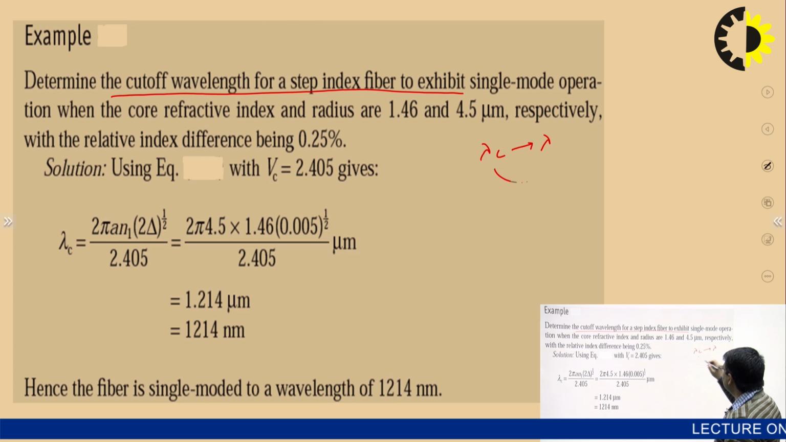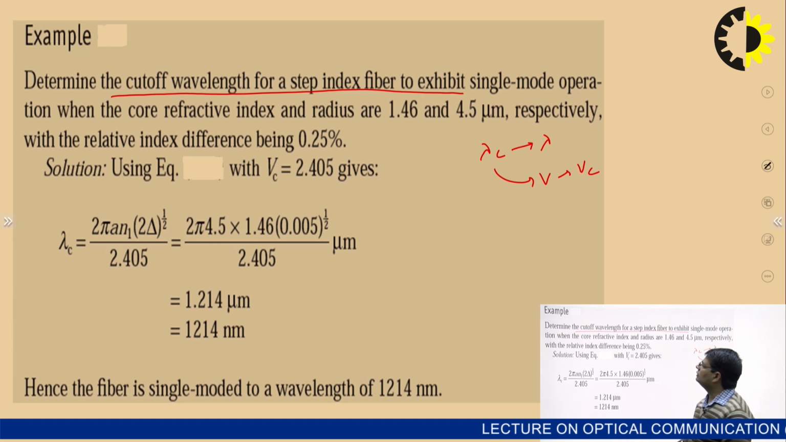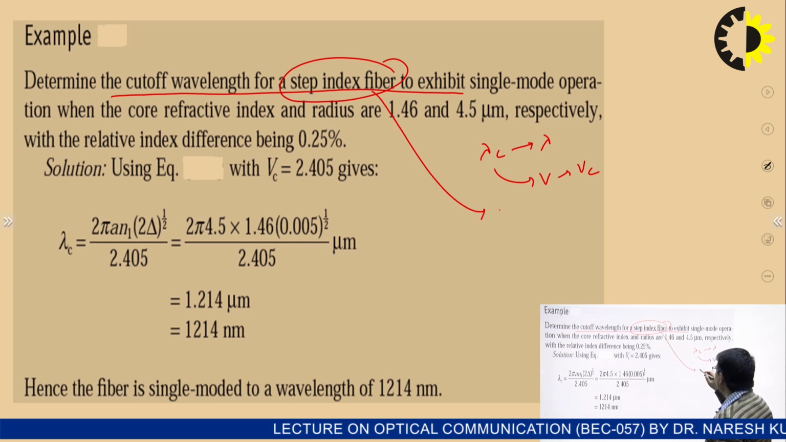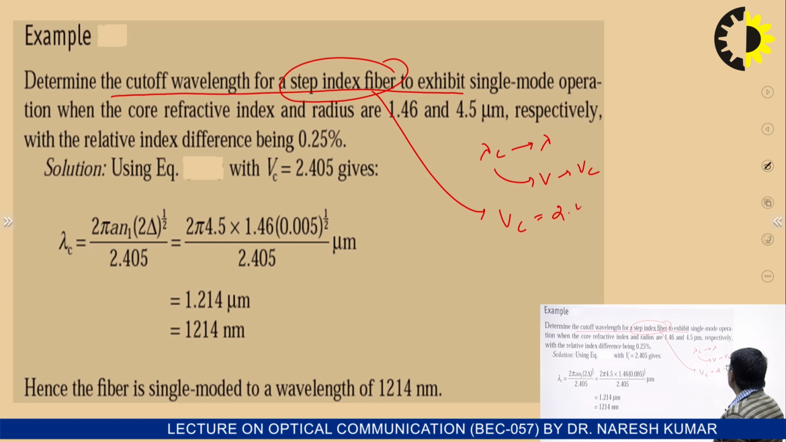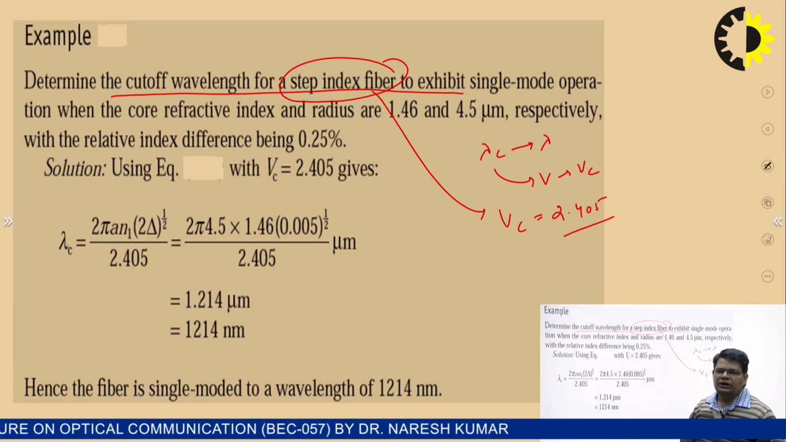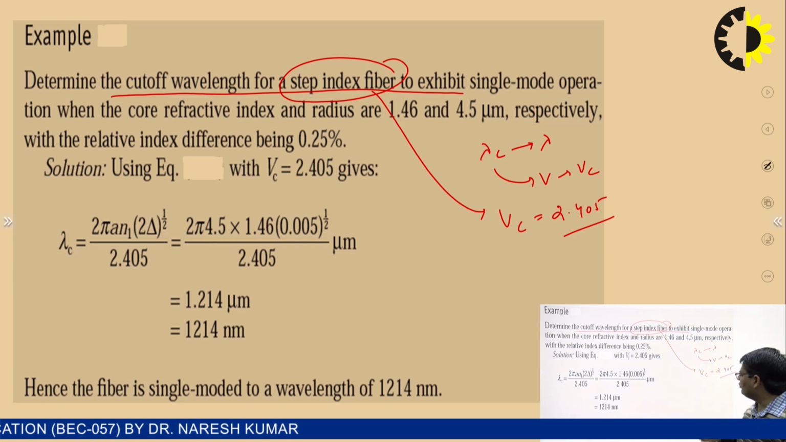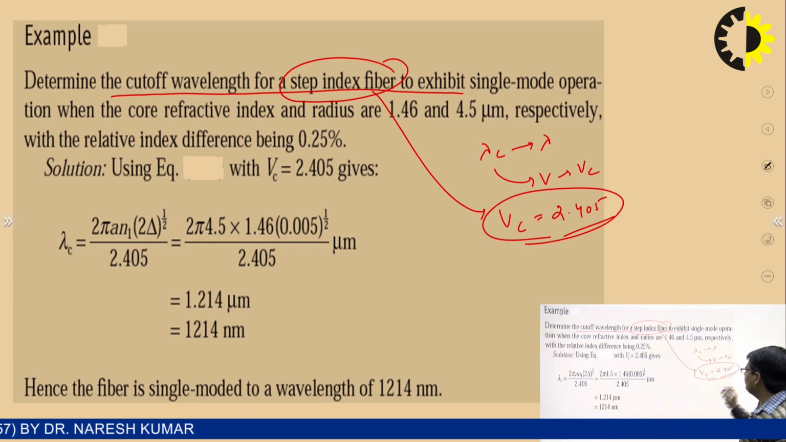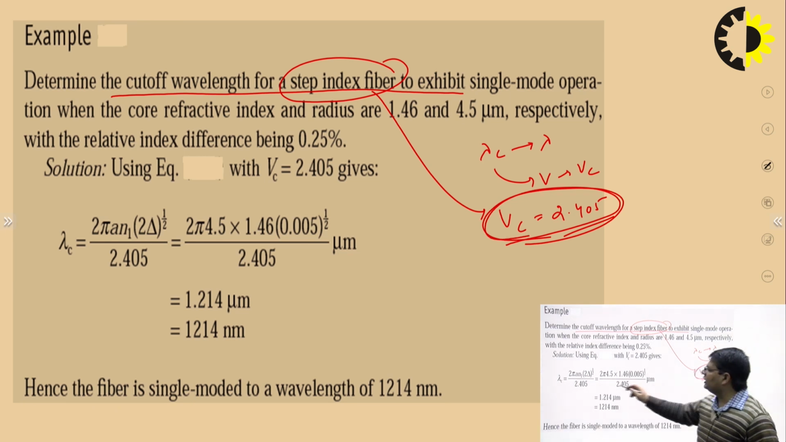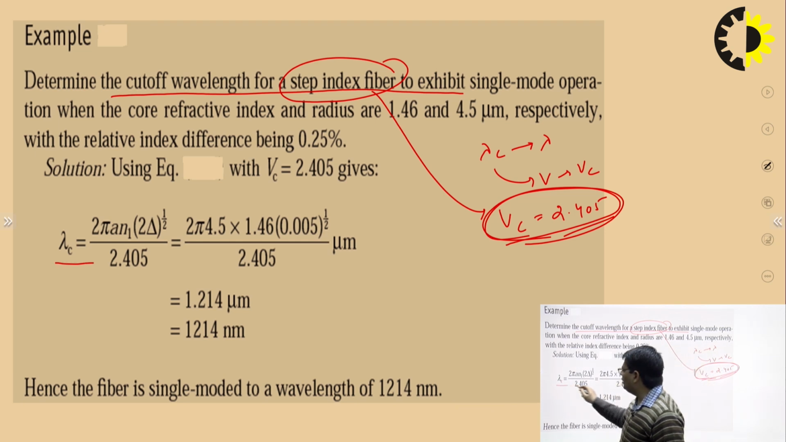Okay. So when lambda becomes lambda c, then we have V becomes Vc. This is the case of step index fiber, so we simply have Vc equal to 2.405. As this is the case of step index fiber, the alpha, that is the profile of the fiber, is not considered. So the cutoff value will be directly given as 2.405. So when we have V equal to Vc, that is 2.405, in that case, if we calculate the lambda, that will become the cutoff wavelength, lambda c.